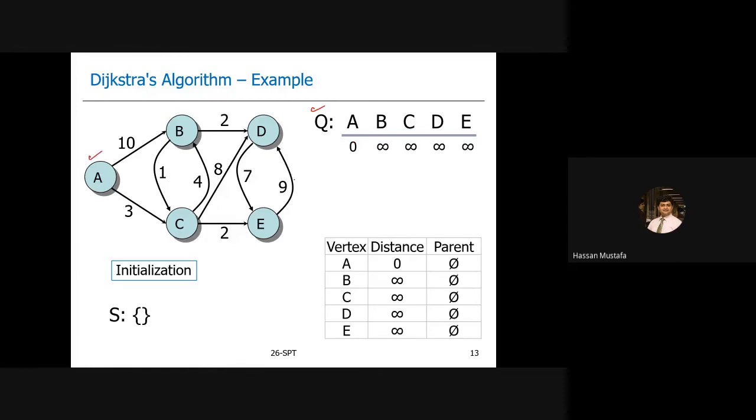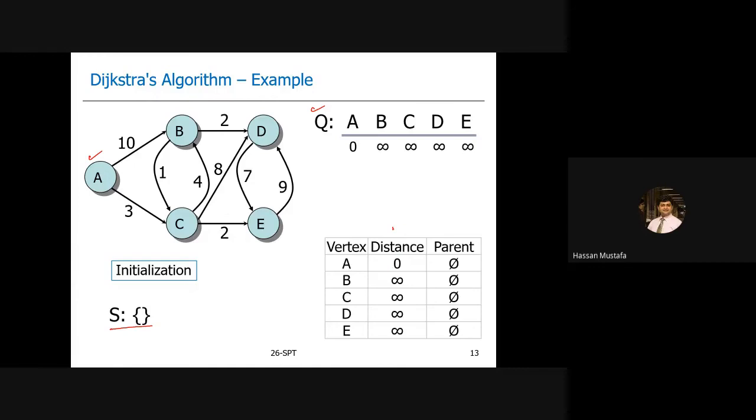This node A is the starting node. We set the cost as 0 because this is the starting node. The cost from A to A is 0. Then this is the set which we would keep updating, and we would put all the processed vertices in this set. And this is the table that actually has different variables.